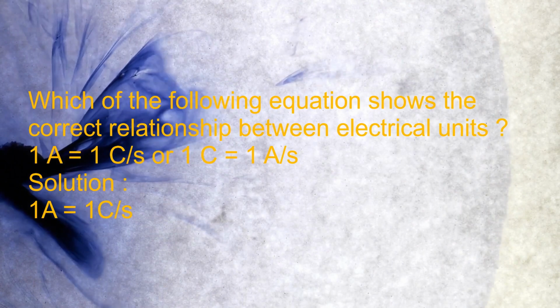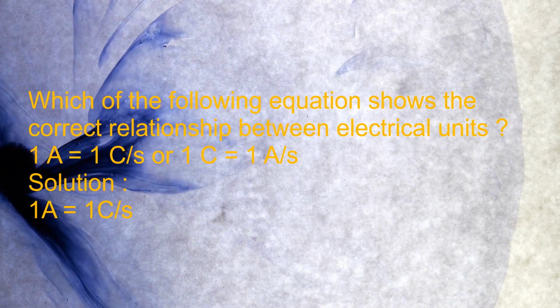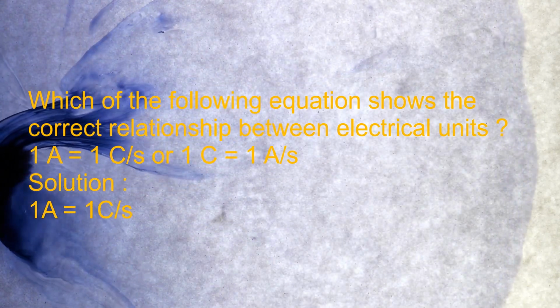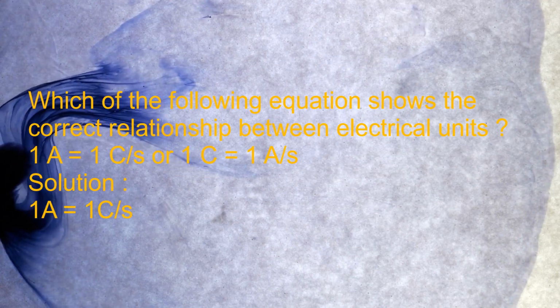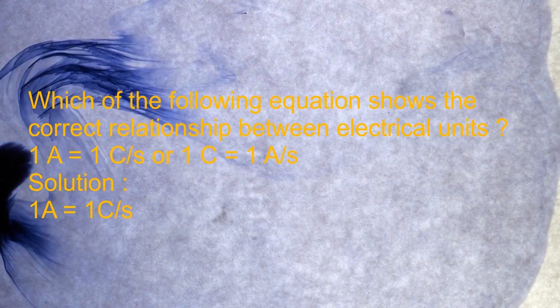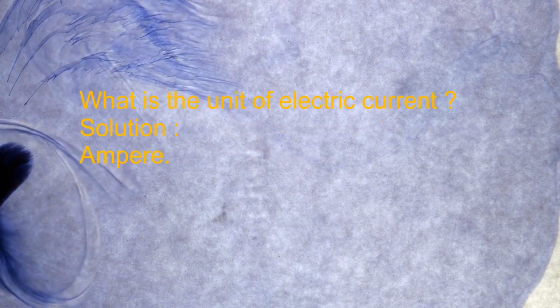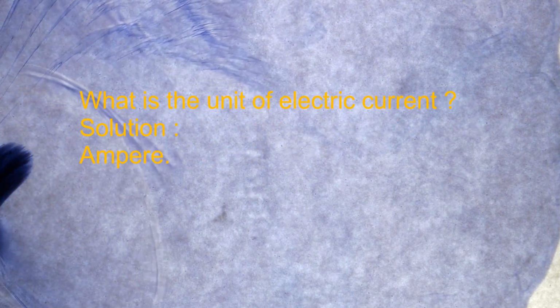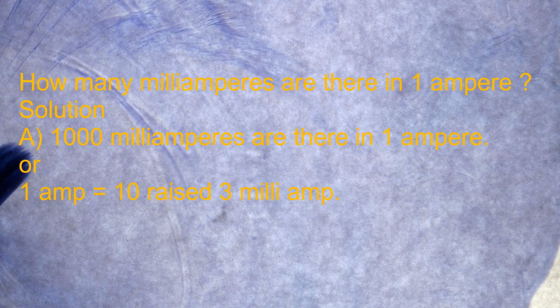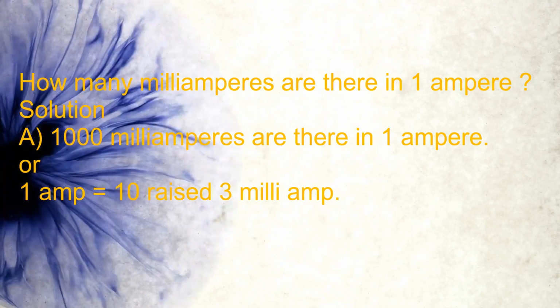Which of the following equations shows the correct relationship between electrical units? 1 ampere equals 1 coulomb per second, or 1 coulomb equals 1 ampere per second? Solution: 1 ampere equals 1 coulomb per second. What is the unit of electric current? Solution: ampere. A. How many milliamperes are there in 1 ampere?